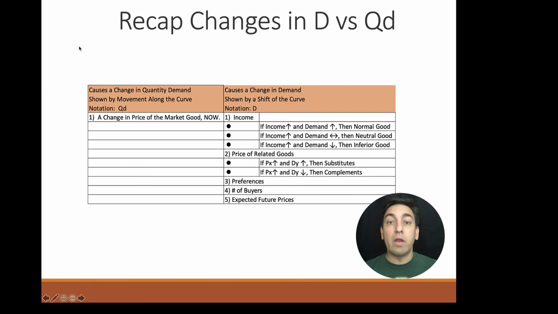The next category was price of related goods. If the price of one good causes the demand of another good to go up, then those are substitutes. That's like Coke and Pepsi. The next one is if the price of one good goes up and it causes you to buy less of the other good, those are complements. That was our airfare and hotel example.